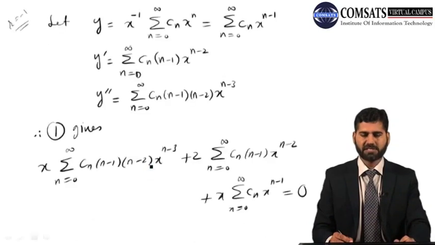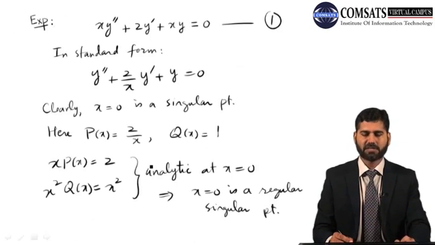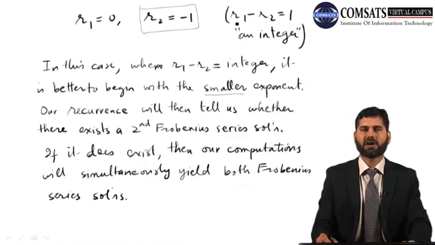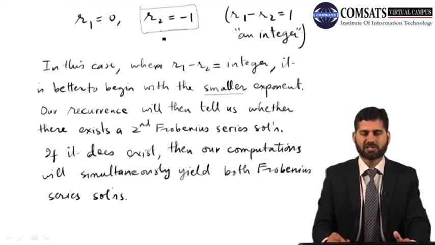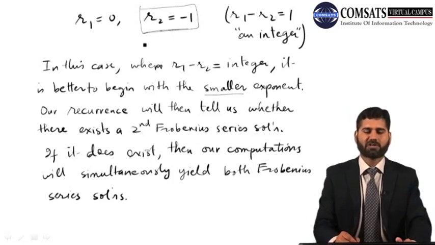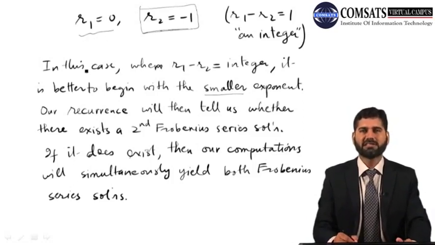When you have this type of situation, when r1 minus r2 is an integer, then what we do is we try our luck. We start with the smaller exponent, and we try our luck. If we get the two linearly independent solutions from here, that's fine. But if we do not get the second solution from here, then we go back to our larger root, and that solution will be guaranteed. The larger root will definitely give you the solution.